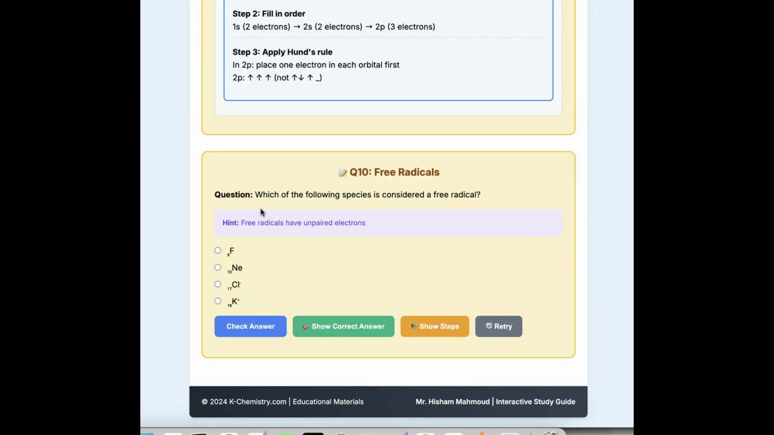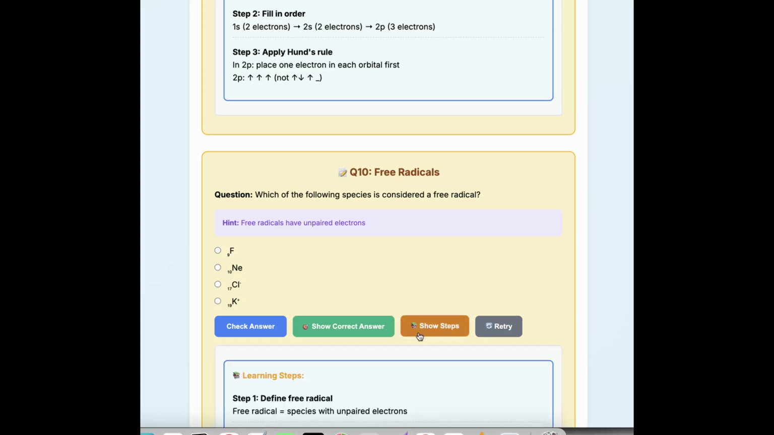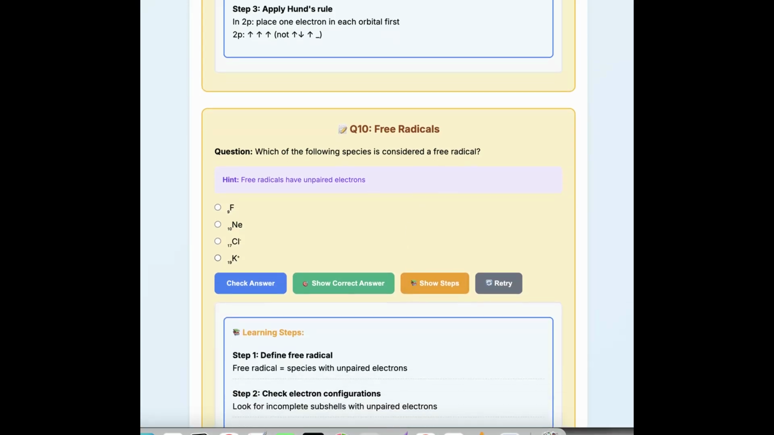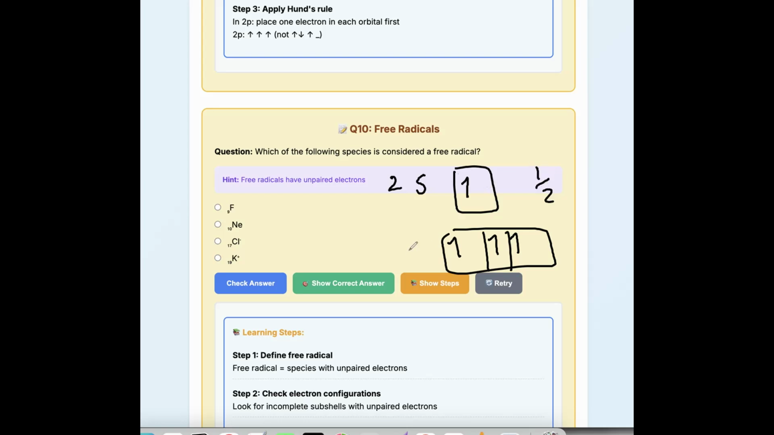The next question is very important. Which of the following species is considered a free radical? The free radical species are the species that have unpaired electrons. So if you find an s at the beginning, for example, and it's half filled, or you find a p and it is half filled. Why is it half filled? Because an s has a maximum of 2 electrons, so one is half, and a p has a maximum of 6 electrons. So if you have only 3 of 6, it will be called half filled.